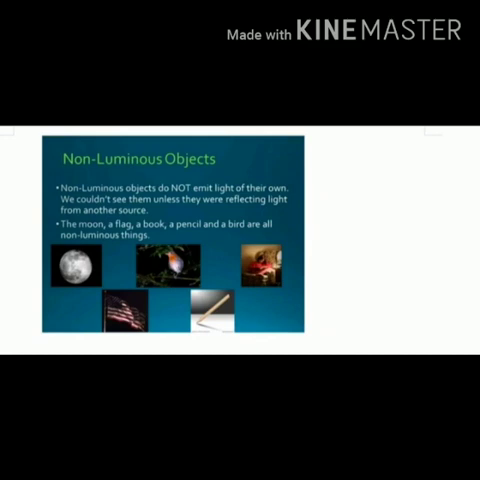Non-luminous objects. Objects that do not emit light on their own are non-luminous objects. Non-luminous objects become visible to us only when light falls on them from a luminous object. Examples of non-luminous objects are moon, a flag, a book, a pencil, and a bird. These all are non-luminous objects.